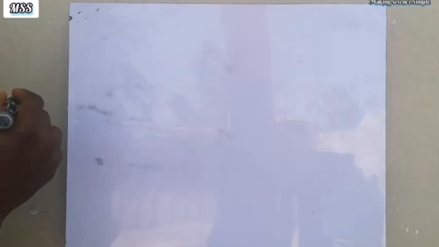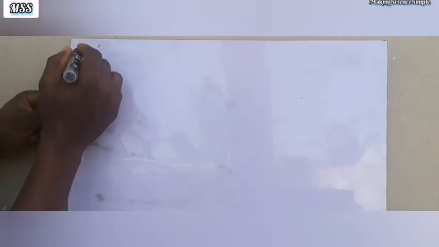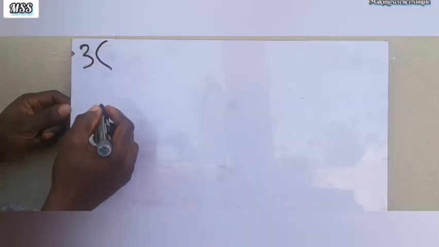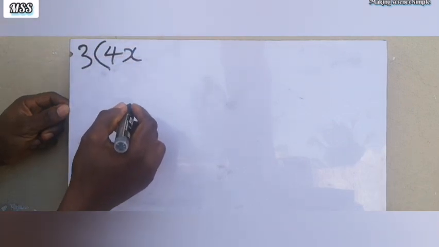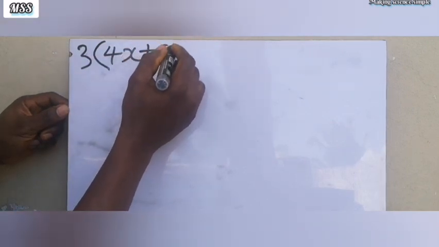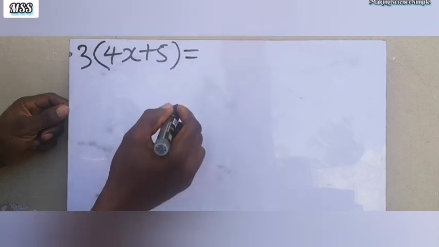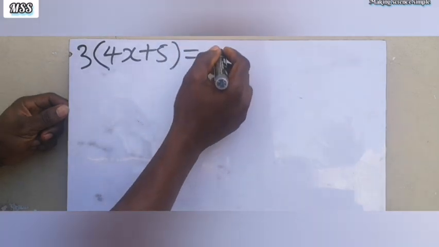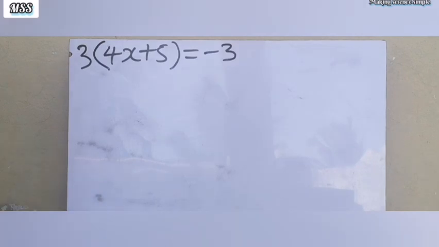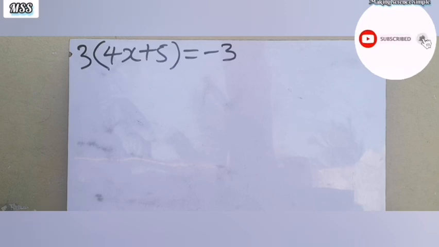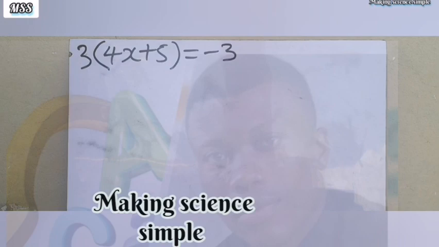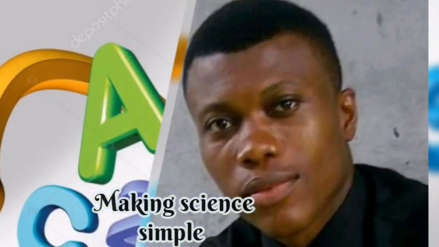Okay. Now, let's look at this one. 3 in bracket 4x plus 5 close bracket is equal to minus 3. Okay, you can go ahead and try this and see if you can get the value of x. Just pause the video and see if you can solve it and get it.